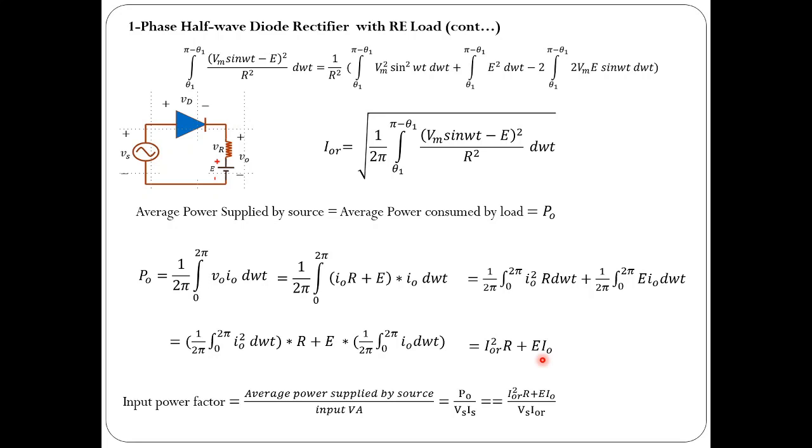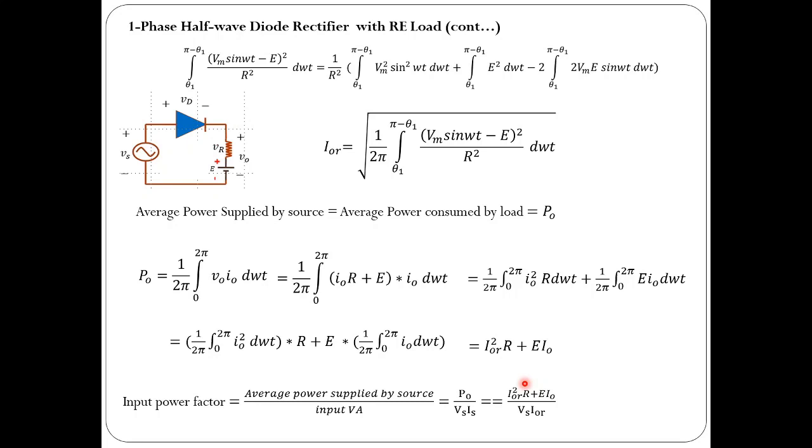Once you find out this power absorbed by the load, which is the same as power delivered by the source, the input power factor is equal to the average power supplied by the source divided by the input VA. The average power supplied by the source is P0, and the input VA is Vs into Is, the RMS value of input voltage into the RMS value of input current. The RMS value of input voltage is Vs, which is equal to Vm by root 2, and the RMS value of source current is the same as the RMS value of the load current, because both are equal for the entire time period. That way one can compute the input power factor.